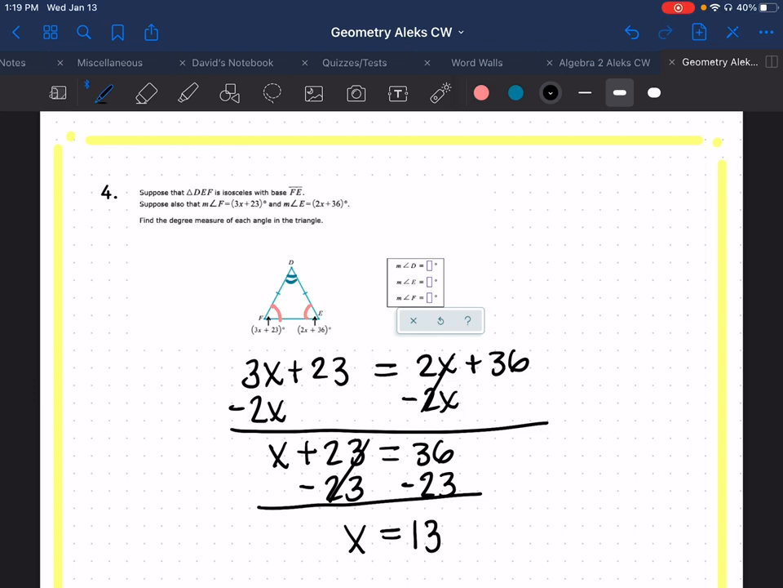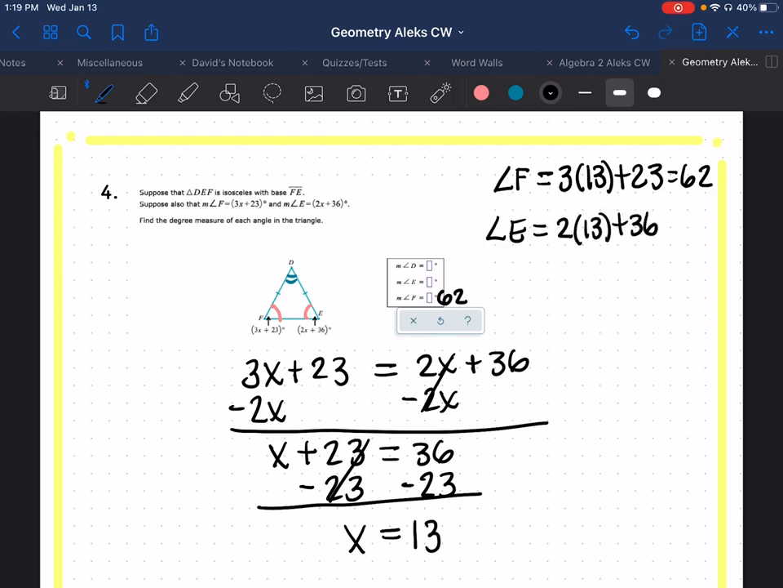And I'm going to start at the bottom with angle F, which is also angle E. Oh no, they're different this time. Never mind. Let's start with angle F. So 3 times 13 plus 23, I'm using my calculator, 62. So I'm starting at the bottom. Angle E, 2 times 13 plus 36, 62.